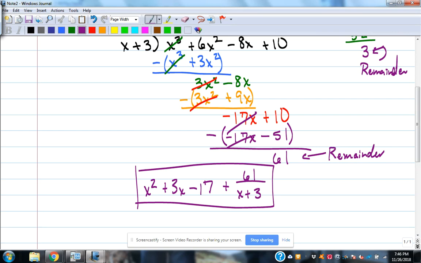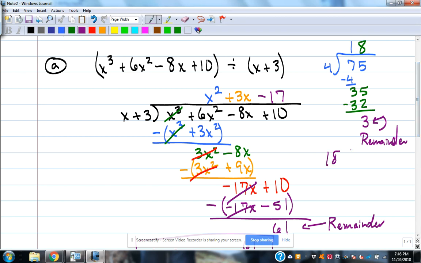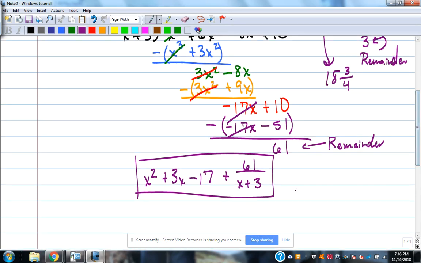You take your remainder and put it over what you divided by. So it's like we're kind of making a mixed number. Because in the number problem, this would be 18 3/4, which is a mixed number. Like that. That's what this turns into. We're doing the same thing with the polynomial. We just have x plus 3 on the bottom instead of a plain number.